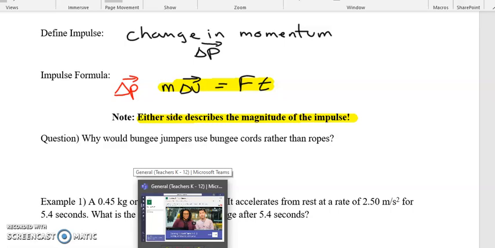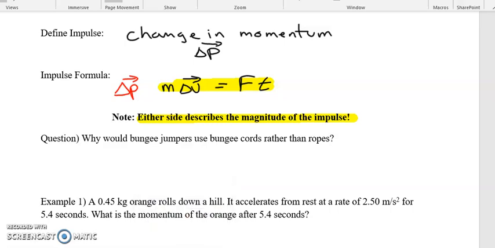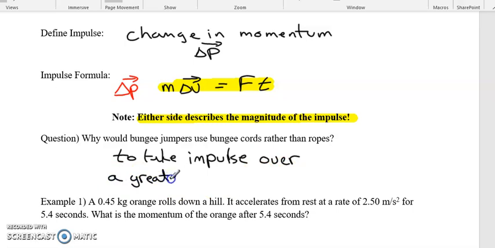Which means that if we were to take a look at why would bungee jumpers use bungee cords rather than ropes? Well, really, this is to take the impulse over a greater time to reduce force.